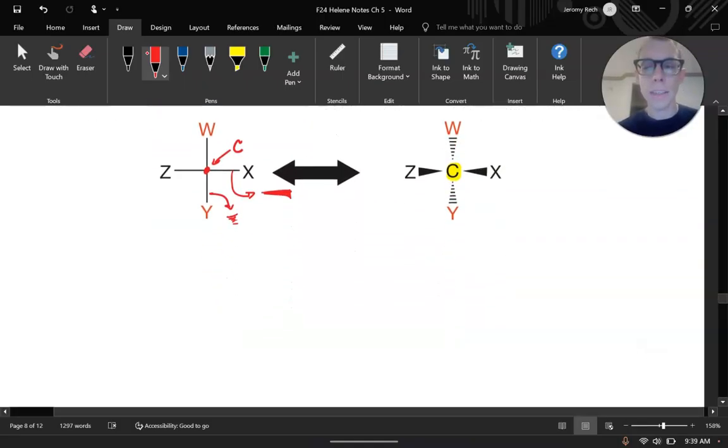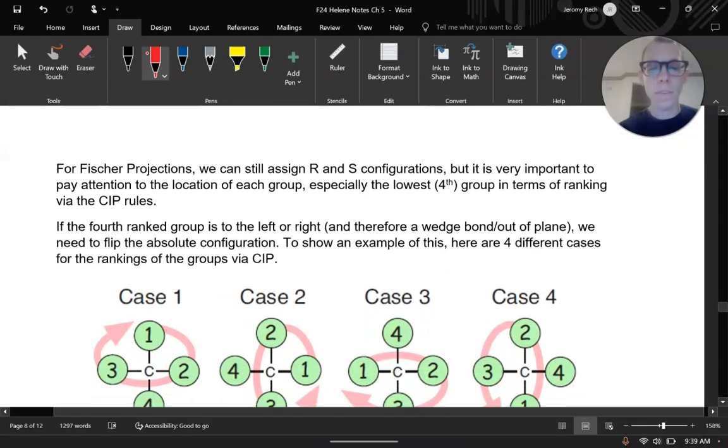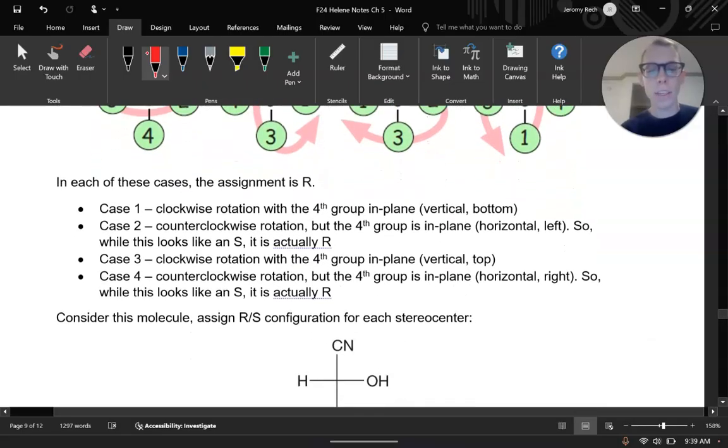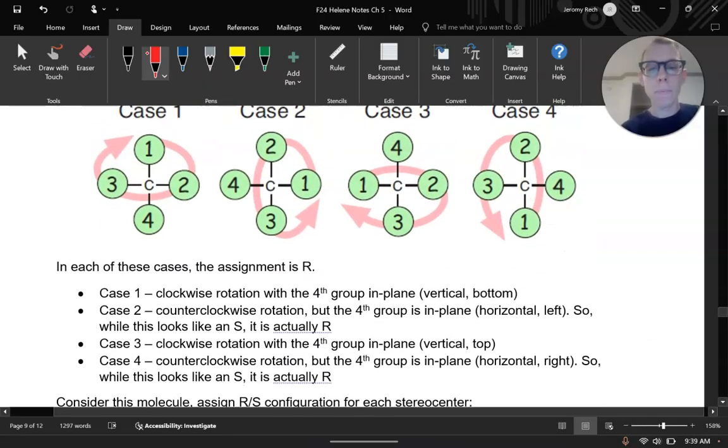Now, in the notes, I've gone through and there are actually only 4 physical cases that you can have for the possible arrangements of your different groups. And here I have all of them and whether they are R or S. However, we don't need to go through and memorize a bunch of these random cases. We can just use our normal process that we've been going through in all of our past videos.